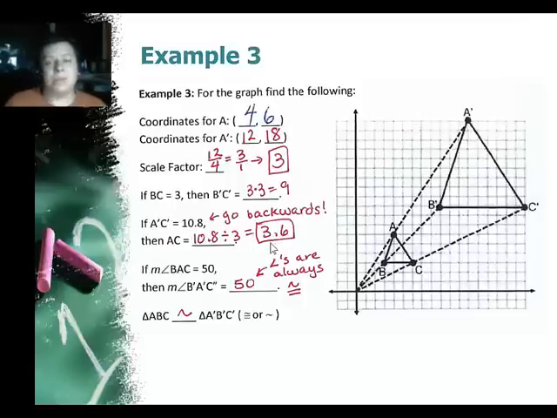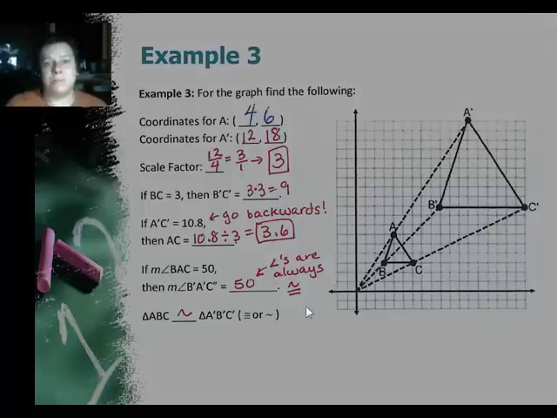Now, angles in similar figures are always congruent, so there's no need to use the scale factor. If angle BAC is 50 degrees on this apex angle here, then the angle in the image will also be 50 degrees. Now here they're asking if the two triangles are congruent or similar. They are not the same size, so they can't be congruent, but they are the same shape, and they are similar.